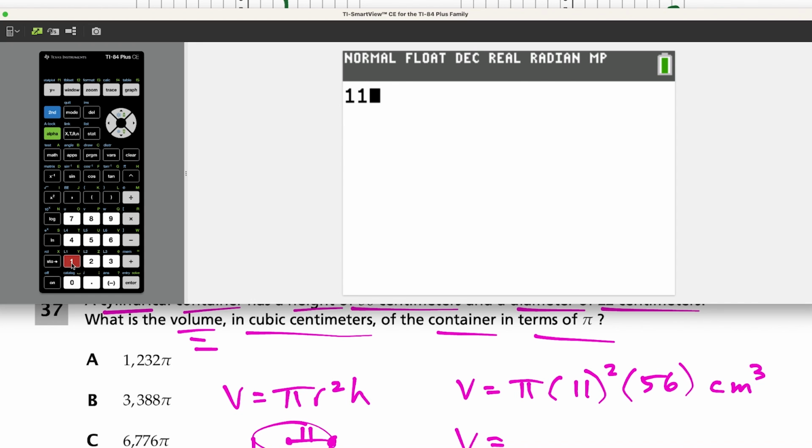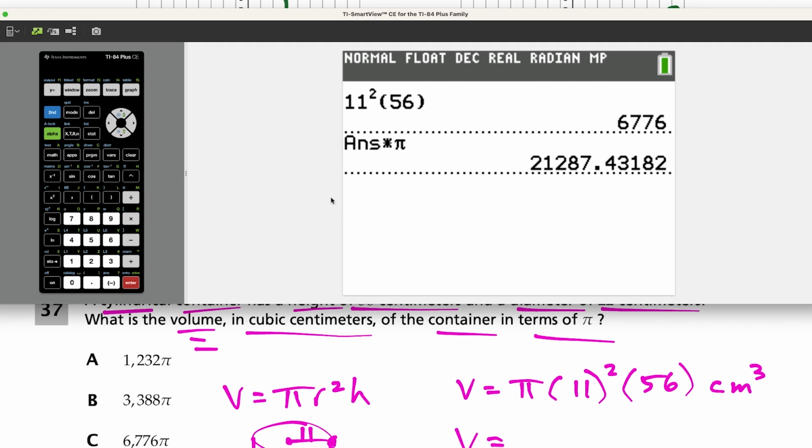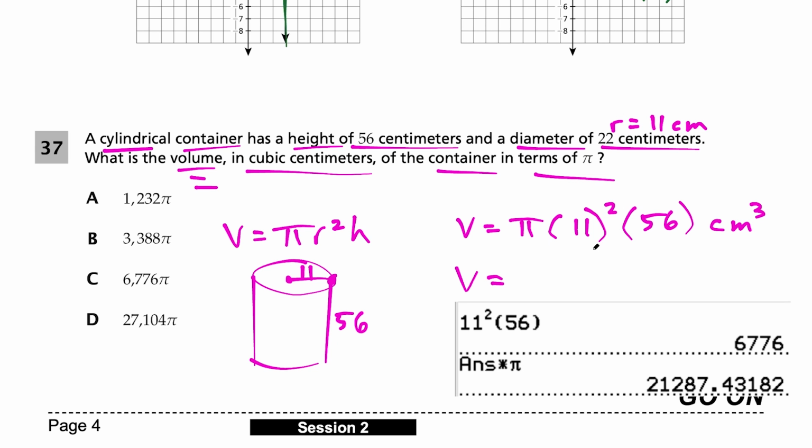So now we type everything in. We've got 11 squared times 56, and we're writing our answer in terms of pi. So I'm not going to attach the pi. If they told us to round, then I would multiply by pi at the end, and this would be our answer if we had to round to the nearest tenth or hundredth. But here's going to be our coefficient of pi. So now we'll just record our answer. 11 squared times 56 was 6,776. And now we tack on the pi, cubic centimeters, and this is going to match up with choice C.